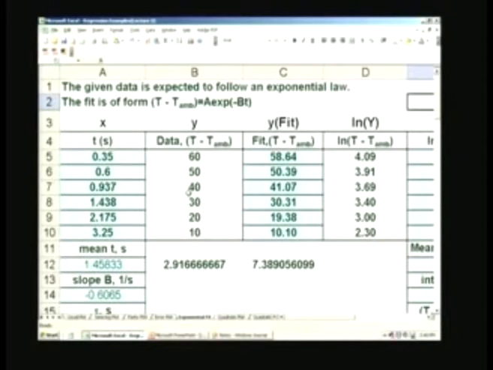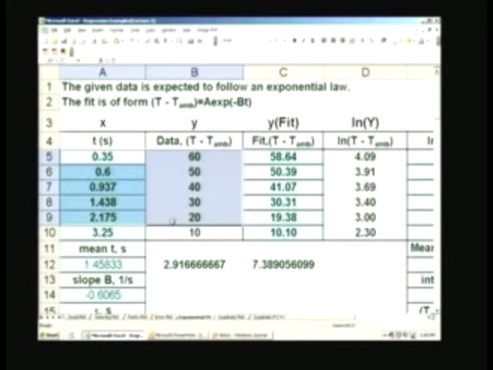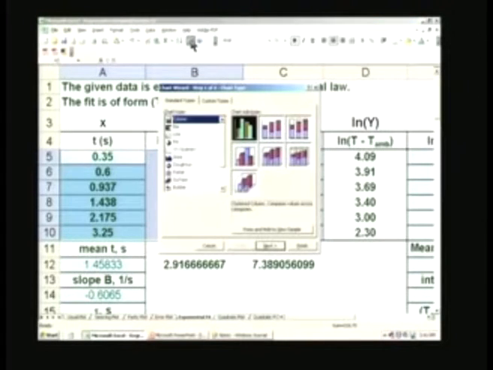The first thing which one will do is to make a plot of this, and for making a plot very easy, you just block the cells. The first one corresponds to x values, the second corresponds to y values. These are pairs of values 0.35, 60, 0.6, 50, and so on. So I have blocked these two sets of cells here, and if I go to the top you will see the chart wizard. So if I press that, it will give me a way of making a plot.